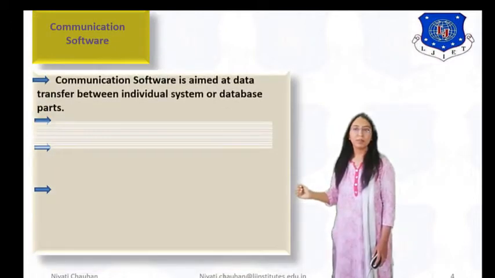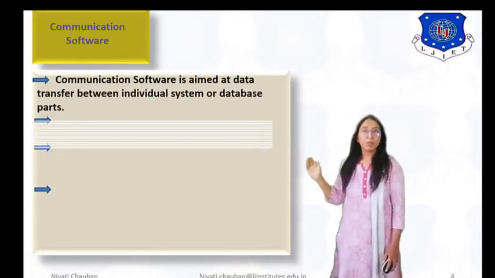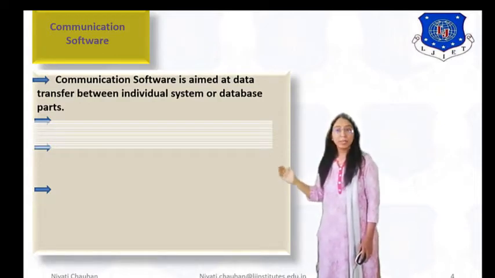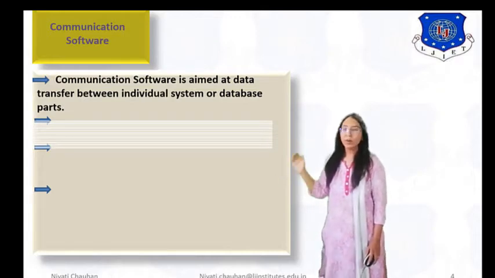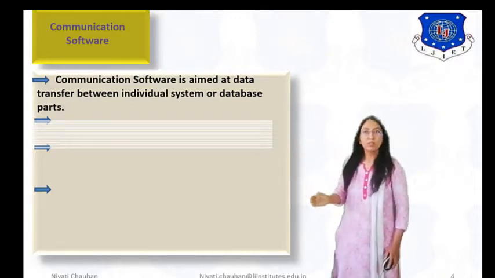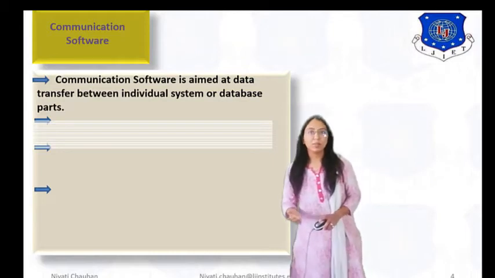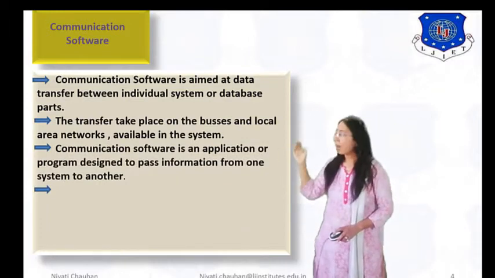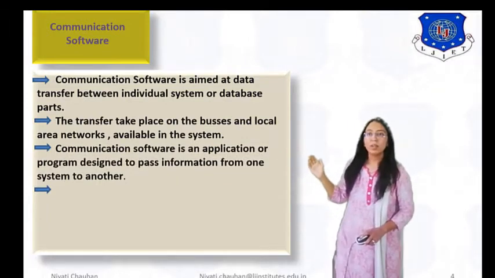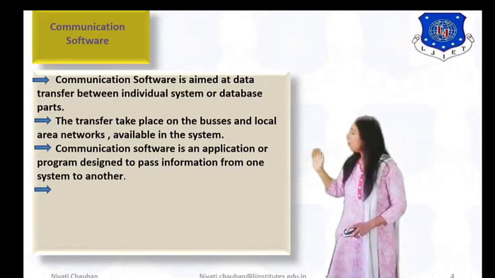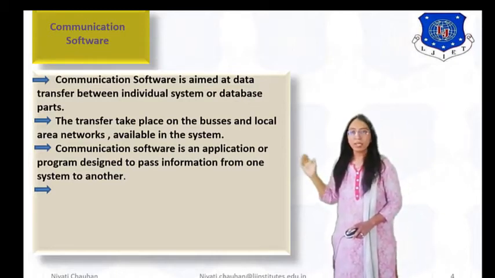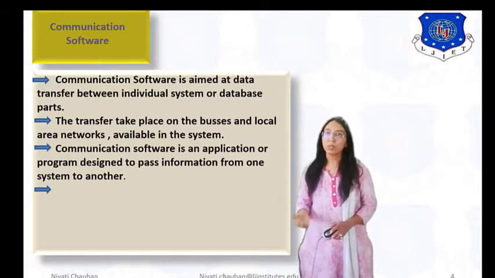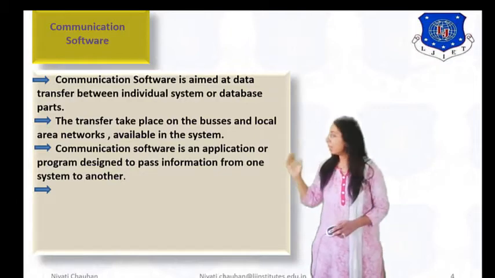Communication software is aimed at data transfer between individual systems or database parts. So for communication, we are using communication software. The transfer takes place on buses and local control networks available in the system. For communication, here we are using buses and local area network.